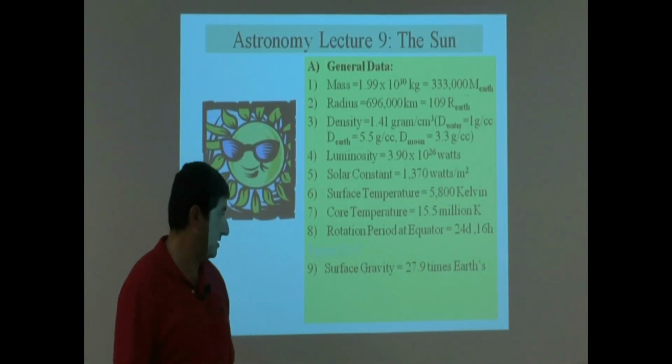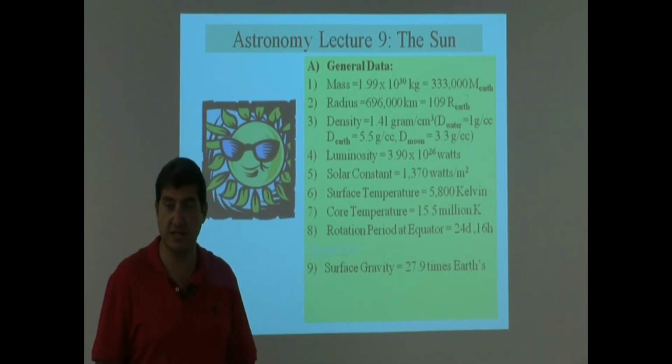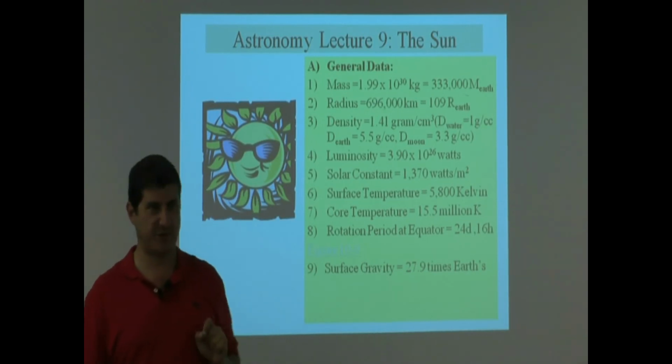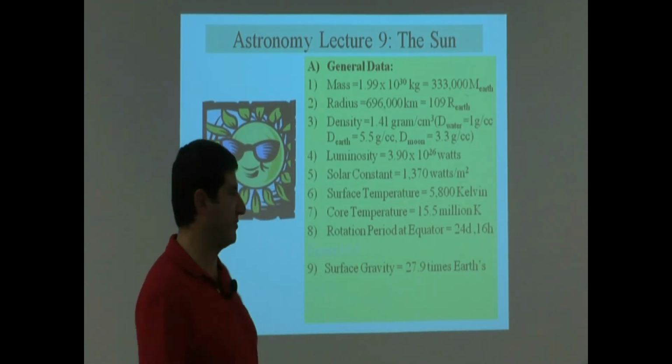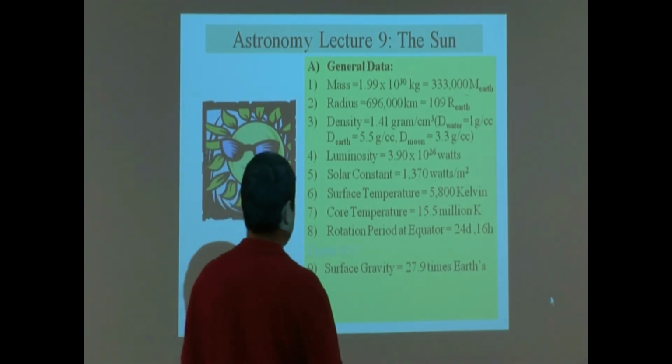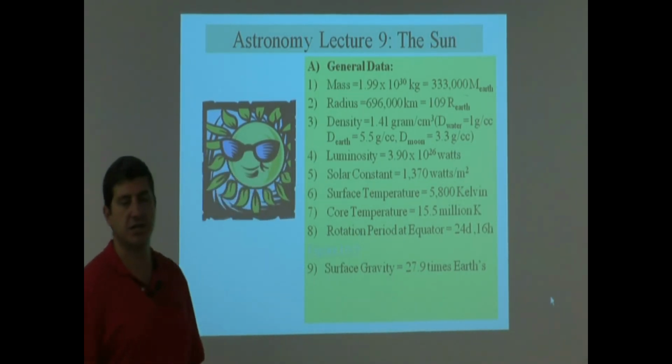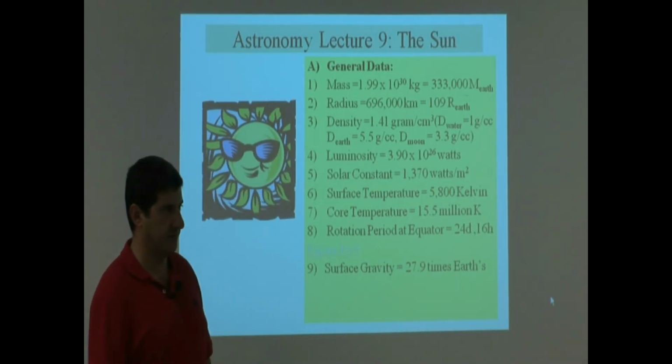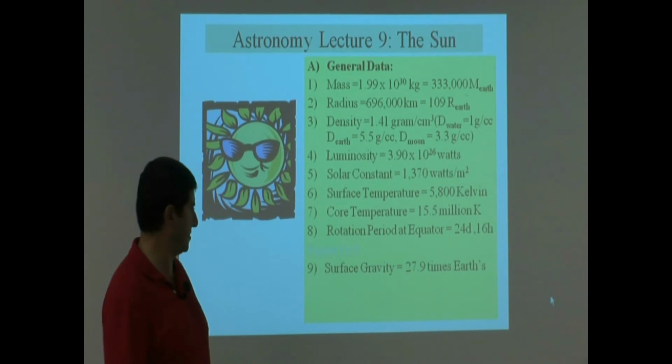Surface gravity. We've seen that before when we talked about planets. If you ever were able to stand on the surface of the sun, of course you're going to melt, but if you were to stand, you would weigh 28 times what you weigh here on Earth. So the gravity is enormous.